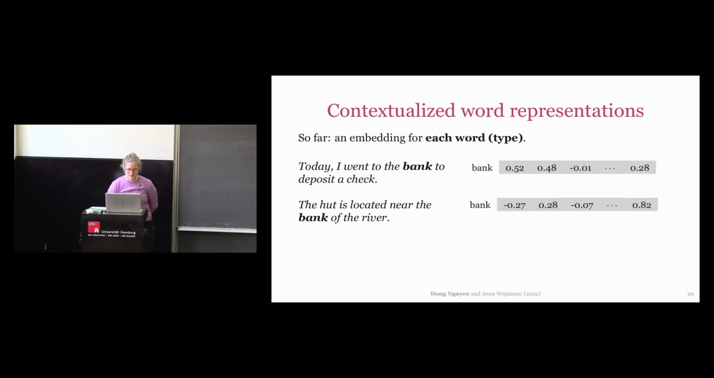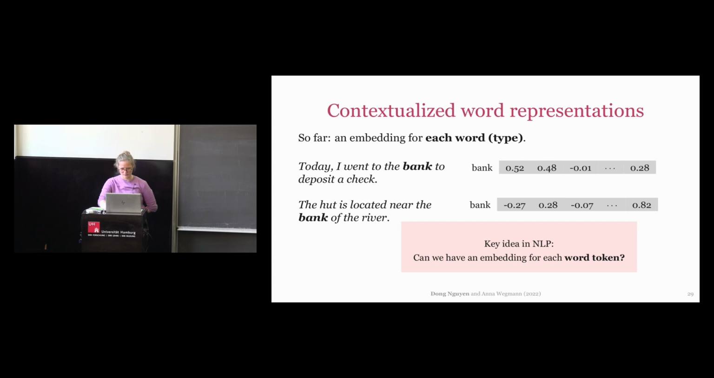Right, so before we had an embedding for each word. So bank will have one embedding. But depending on how we use it, it might have two different meanings, right? So today I went to the bank to deposit a check will be something different to the hut is located near the bank of the river, right? And those are really what people have thought about as well, that you might want to have different embeddings for those two words, and that's what we call contextualized embeddings. So depending on the context, a word will have a different representation.